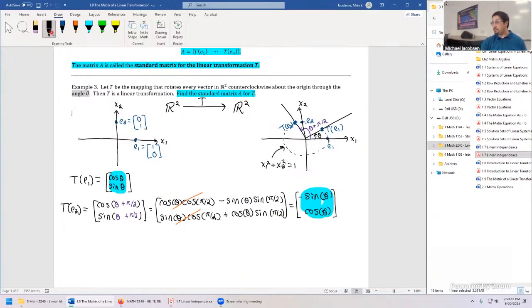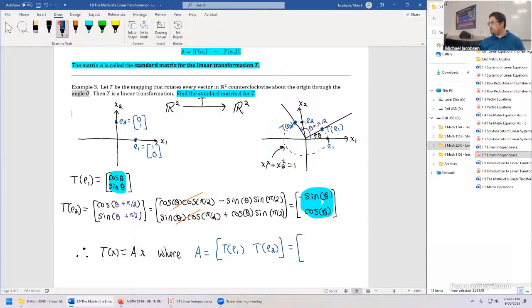We'll say, therefore, T of X equals AX, where A is equal to T at E1, T at E2, which by substitution goes cosine theta, sine theta, and then negative sine theta, cosine theta. So that matrix there is any counterclockwise rotation through the origin.